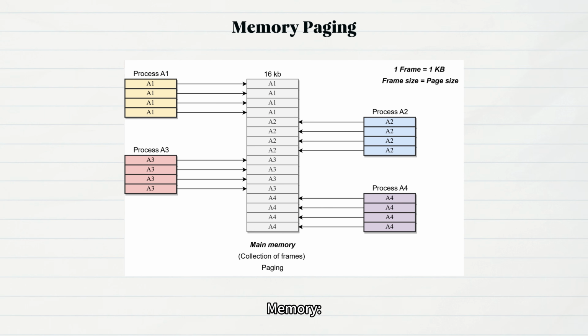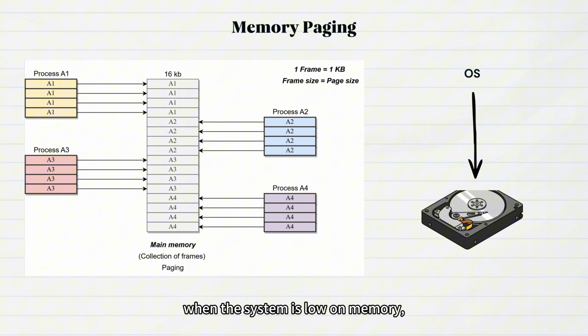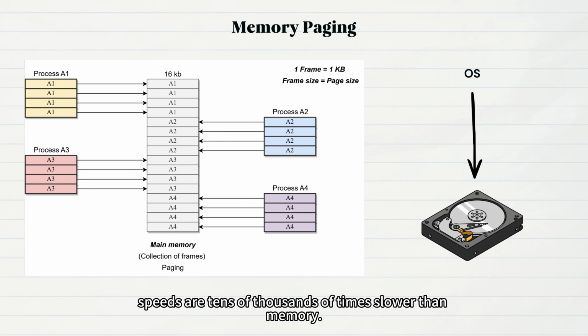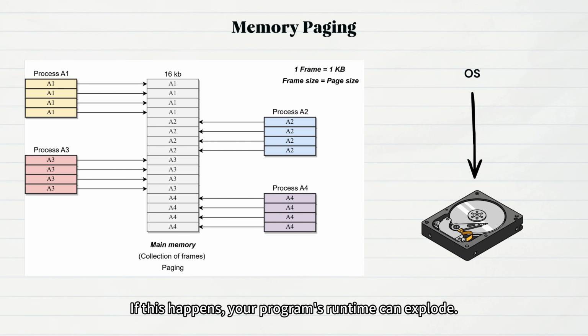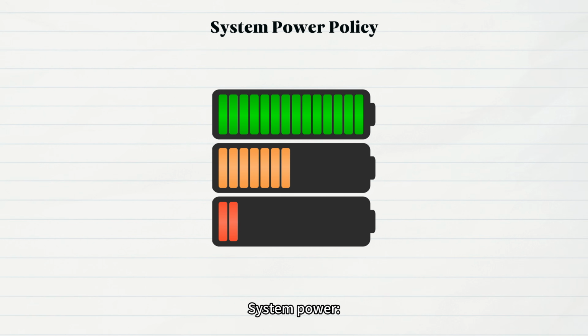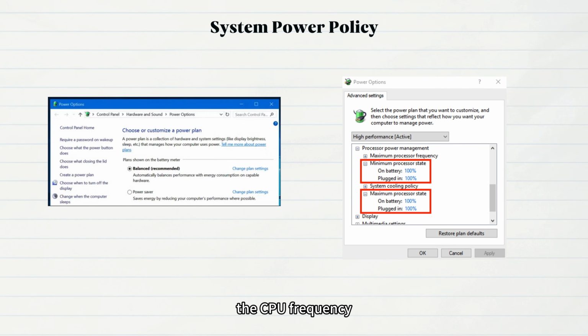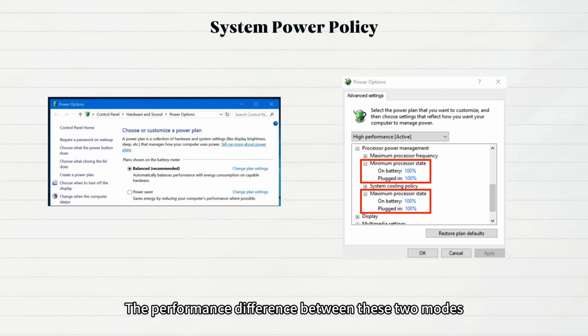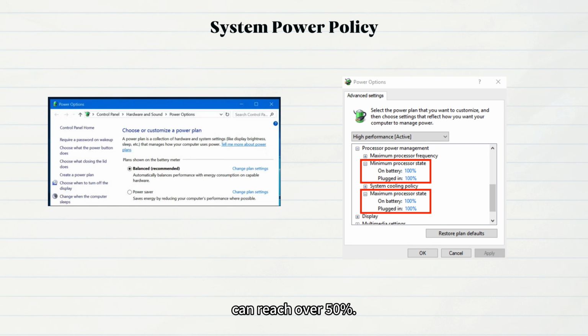Memory paging. When the system is low on memory, the OS may swap some data out to disk. Disk read-write speeds are tens of thousands of times slower than memory. If this happens, your program's runtime can explode. System power policy. When your computer is on a power-saving plan, the CPU frequency scaling strategy is extremely conservative. On a high-performance plan, the frequency remains stable. The performance difference between these 2 modes can reach over 50%.